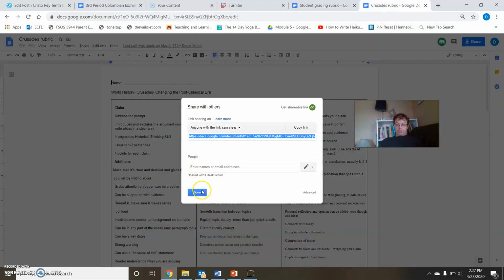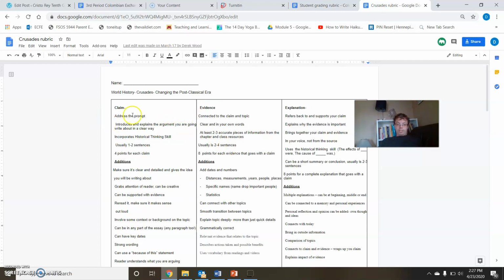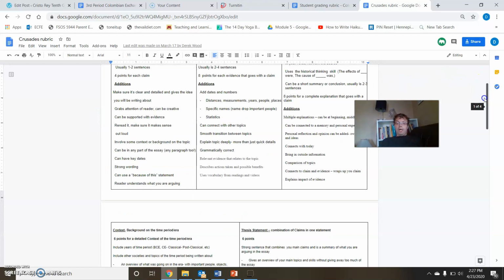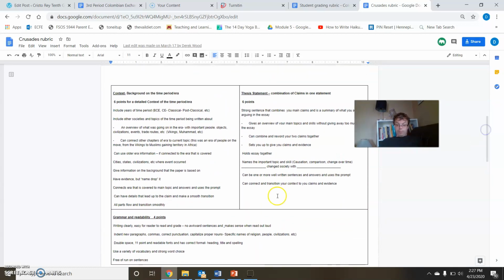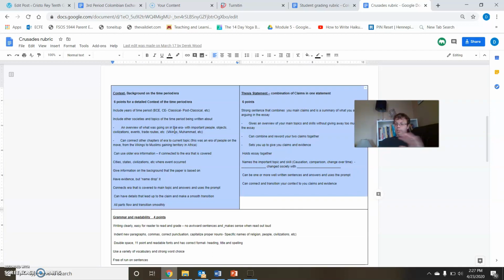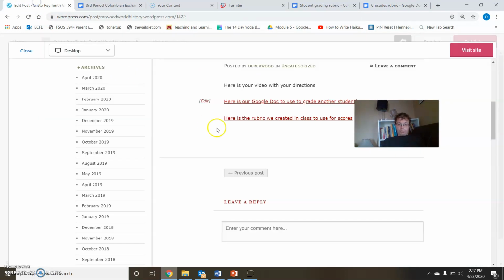I also attached the rubric that we used for the Crusades, the ones that we made on claim, evidence, explanation. This is what you are to use, except don't worry about context and thesis statement. We're not doing those, so don't even worry about those. Just claim, evidence, and explanation. And those are on the website right here. You can take a look at them if you want. So find another person, you grade theirs, and they grade yours.